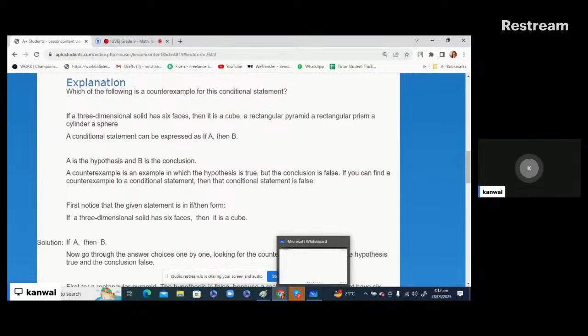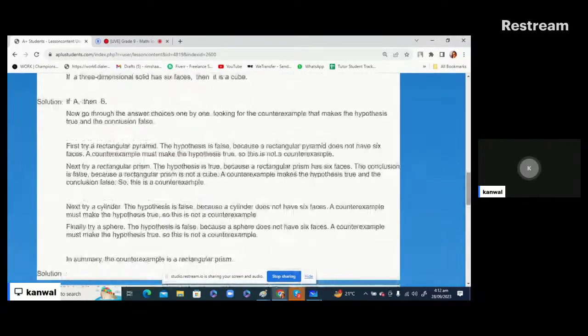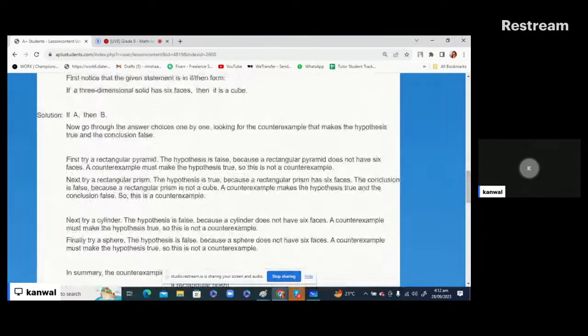So we know that if you have any pyramids, rectangular pyramids, first we try over there. So the hypothesis is false. Sometimes the hypothesis is false, sometimes the conclusion is false. If you are talking about the rectangular prism, your hypothesis is true. Why? Because the rectangular prism has six faces.